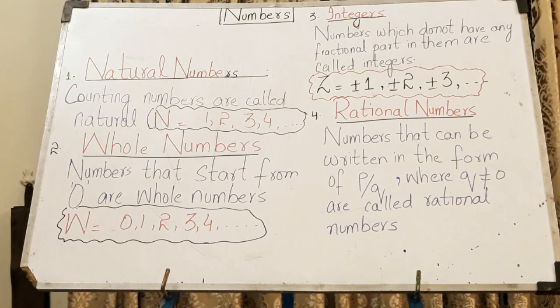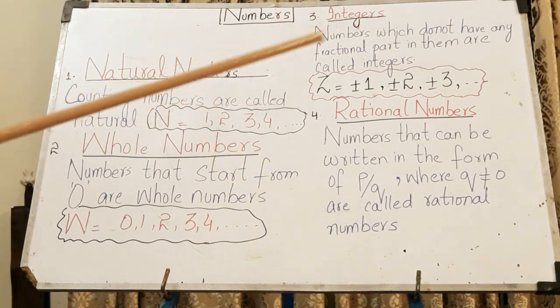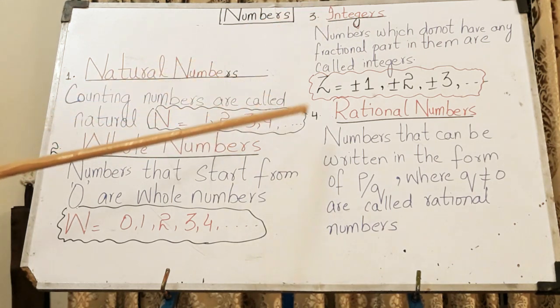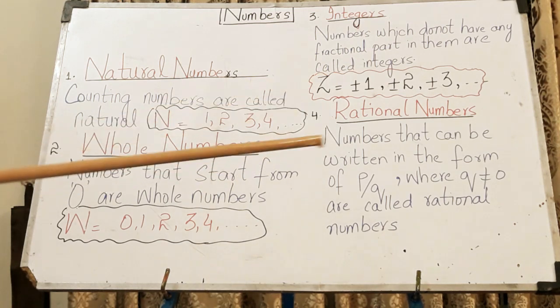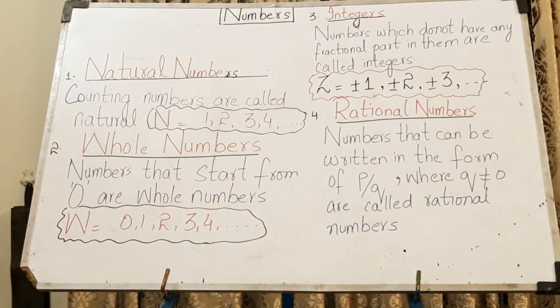The very first type of number, as written on the board, is natural numbers. Natural numbers are basically called the counting numbers, and they are represented by the alphabet N. As it is written on the board, 1, 2, 3, 4 and so on. So 1, 2, 3, 4 are called the natural numbers, and they are also called the counting numbers. Simply, we can explain the natural numbers as the counting numbers, and they are used in our daily life as well.